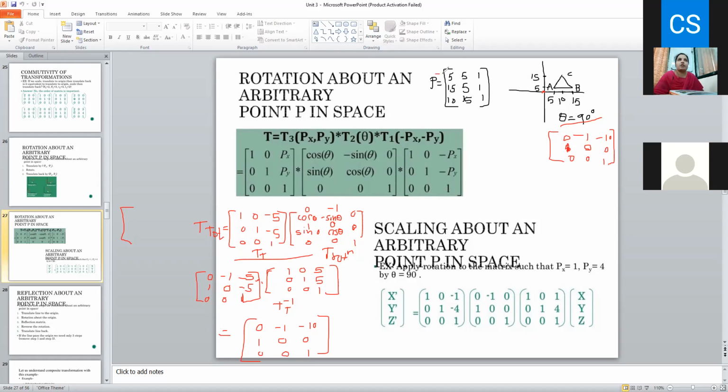So 5, this first row and first column. So 5 into 0, then 5 into 1 and 1 into 0. So first parameter is 5. Then second row, first column, first row, second column, sorry. So 5, 5, 1 into this second column. 5 into minus 1 becomes minus 5, remaining 2 are 0, 0. So here minus 5. Then 1 as it is.